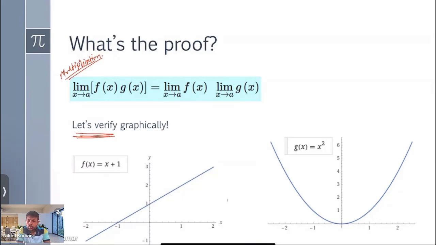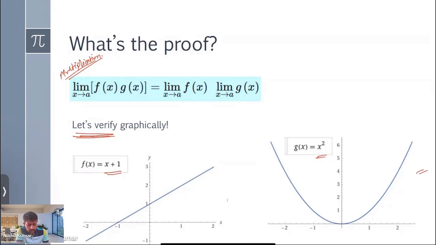So I've chosen the multiplication property here. I have two functions, f of x and g of x. f of x is equal to x plus 1 and g of x I've taken as x squared. I've plotted them. This is the graph of f of x and the second one is the graph of g of x.